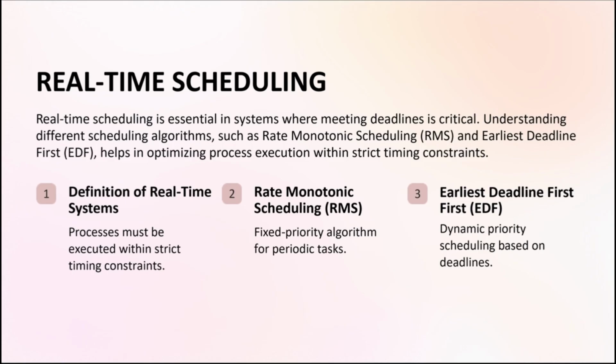So real-time systems are systems whose processes must be executed within strict time constraints. In real-time systems, tasks don't just need to be correct in logic. They also need to be finished within a specific time, their deadlines. So as well as being correct, the task also needs to be finished within a particular deadline, so it does not cause problems.